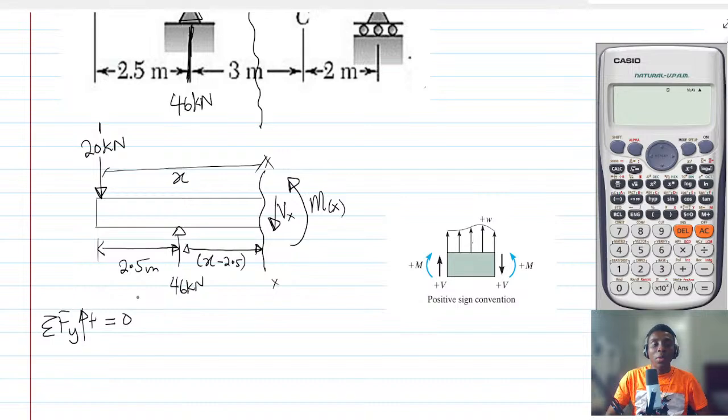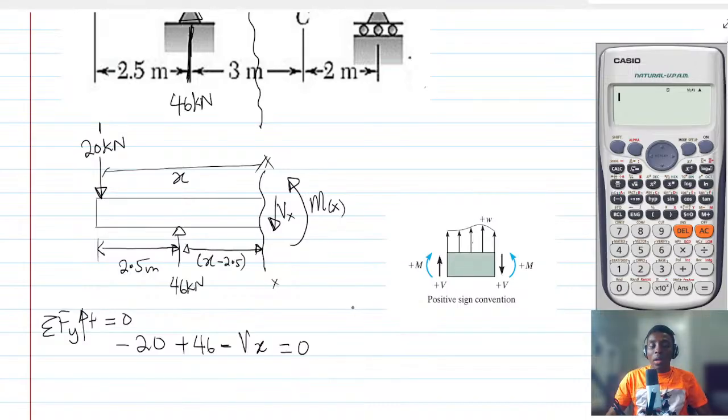All right, so summation of forces, every force going up is positive, should be equal to 0. We have minus 20 going down. We have plus 46 kilonewtons going up. Vx is coming down, so minus Vx should be equal to 0.